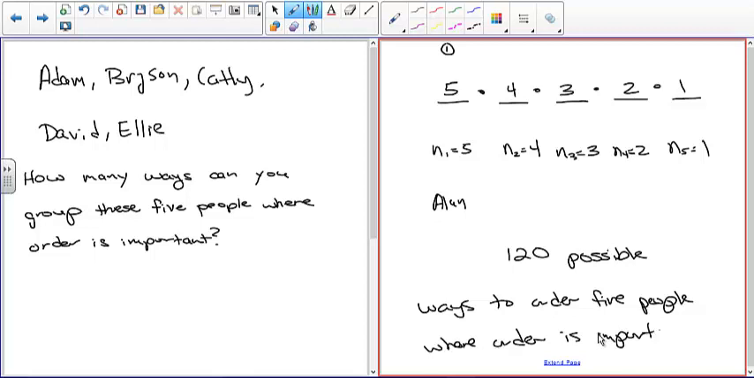Now, if order wasn't important, then you could have any arrangement, and there'd be only one way. You just put everybody in some slot. And that's kind of the difference between permutations and combinations. Permutations is where order is important. Combinations is where order is not important.